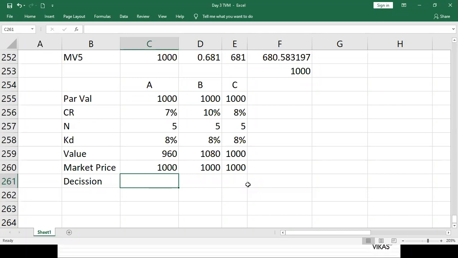Sell the bond. Yes, we have to sell the bond. The decision is we have to sell because market price is 1000, a higher price. The real value is 960. Then we can make profit. How much profit can we make by selling bond A?